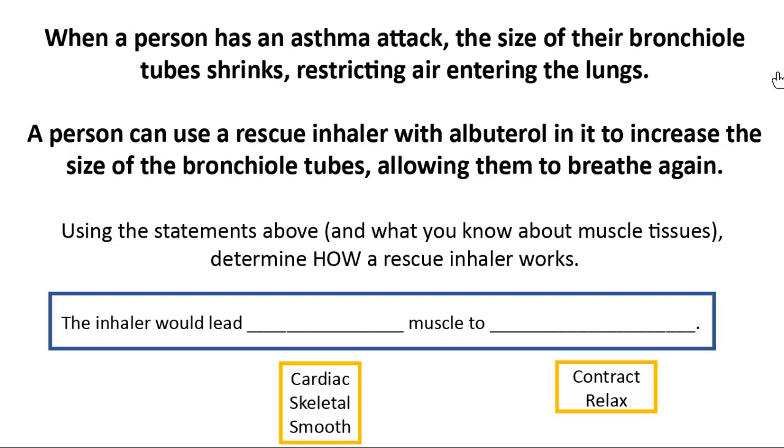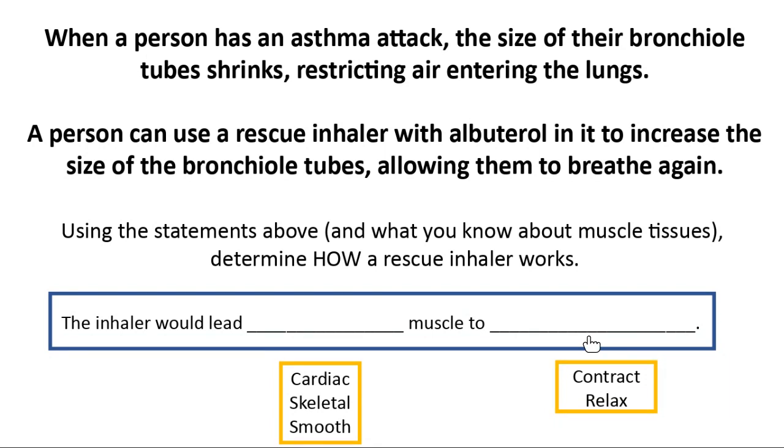We are starting lesson number 9 today about the muscular system. To help us get ready to talk about lesson number 9, we did an application question. We're trying to figure out how rescue inhalers work for people who have asthma. Our goal is to figure out which kind of muscle tissue is affected by albuterol, which is one of the medications in a rescue inhaler. I want to figure out what it causes to happen in that type of muscle tissue.